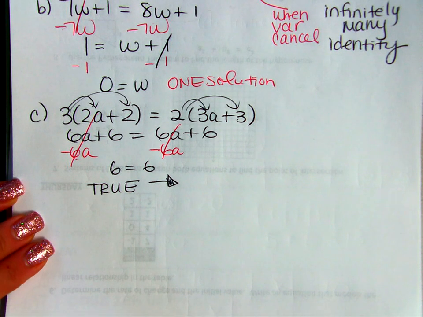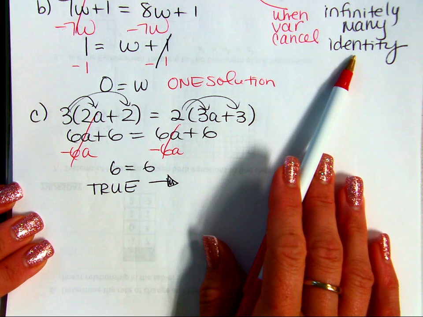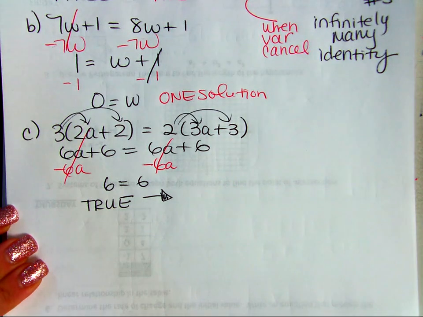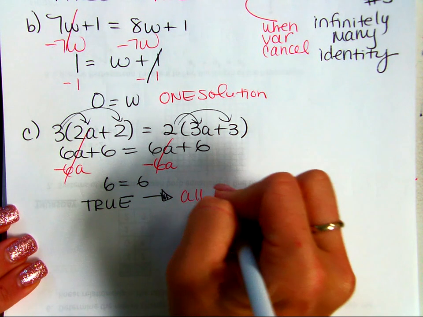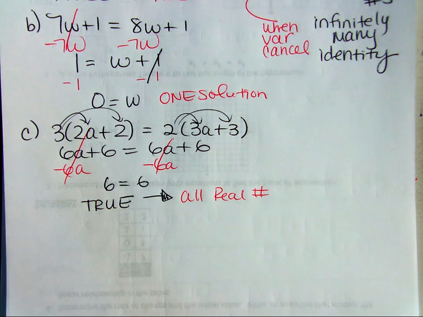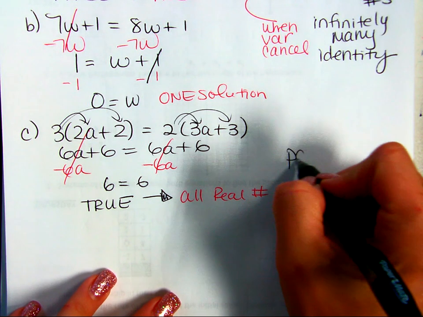Take your pick. I don't care what you write, as long as you know that they are all interchangeable. You will see identity in the back of your book. I like all real numbers. There's like no confusion about it. So all real numbers, however your choice. Okay? Questions on this?